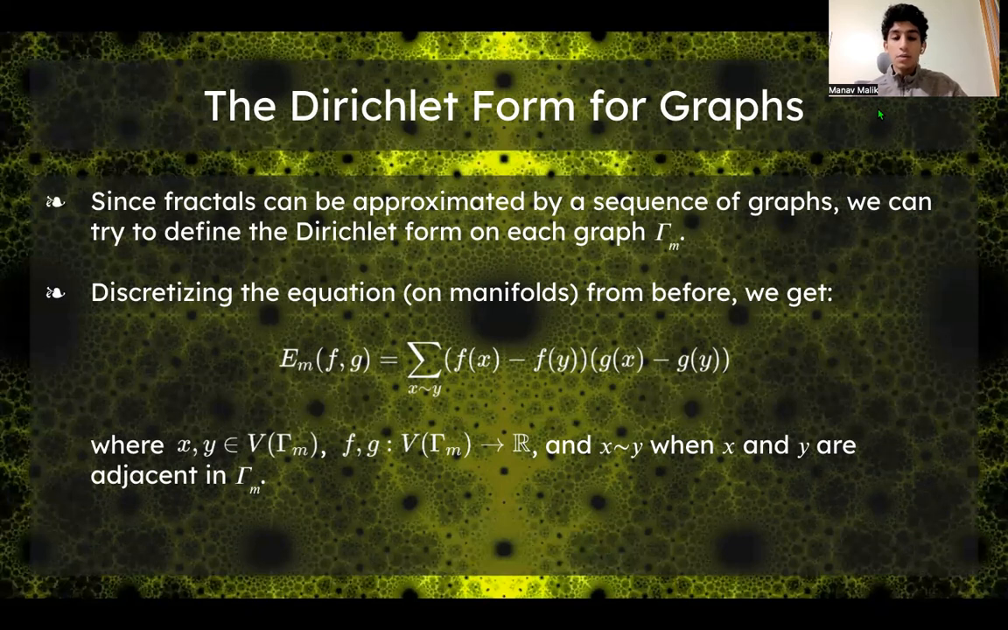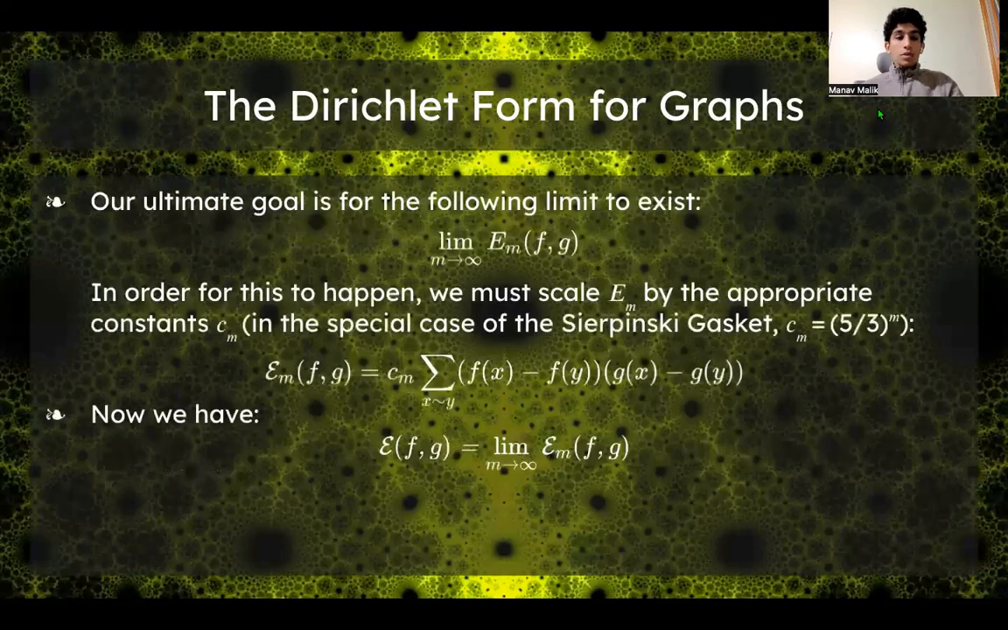is equal to the sum along all of the vertices adjacent to y. The little tilde symbol there denotes an edge, hence the adjacency, of f of x minus f of y times g of x minus g of y, following those constraints.